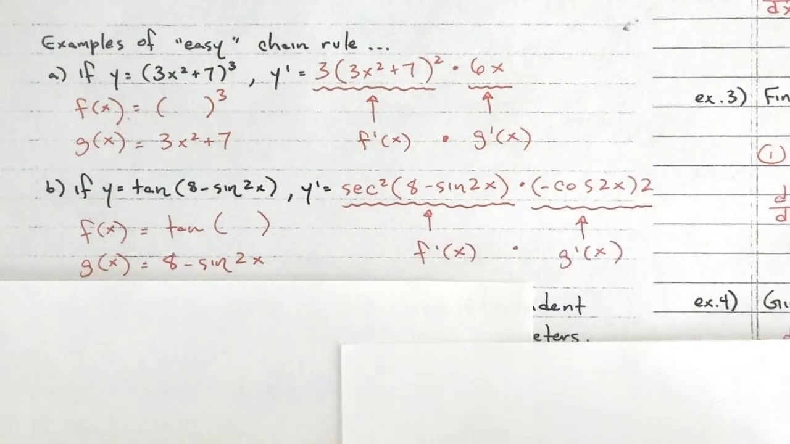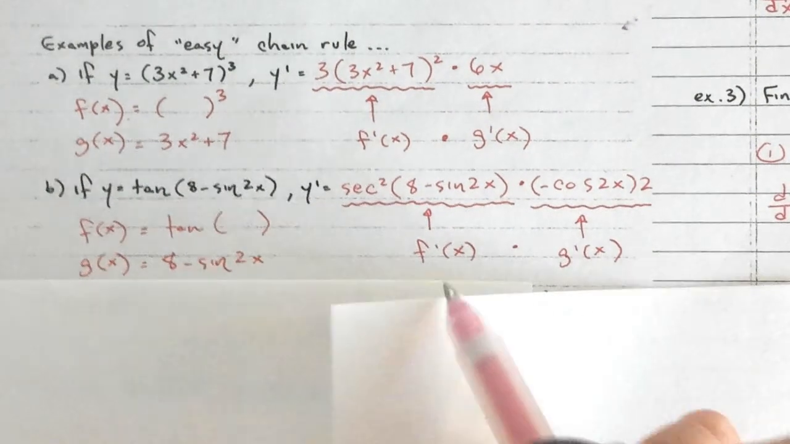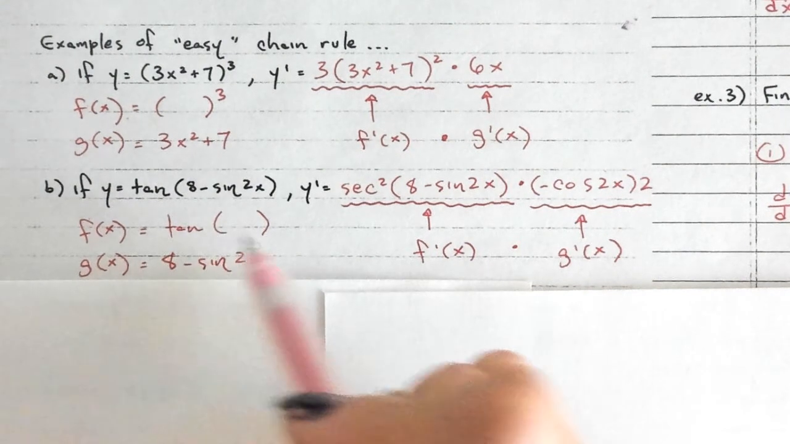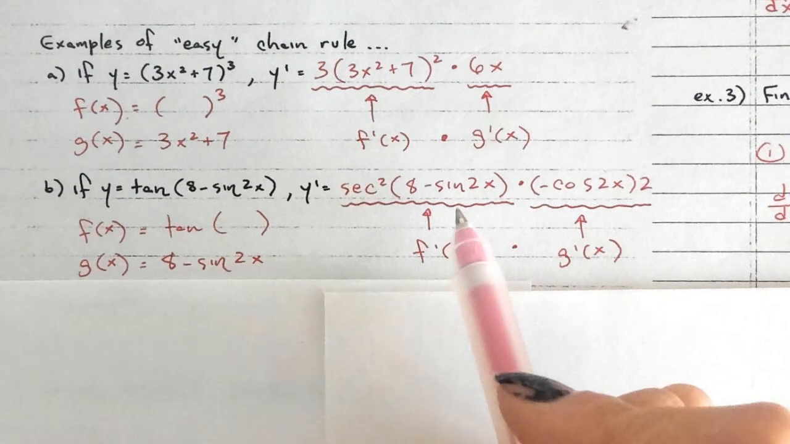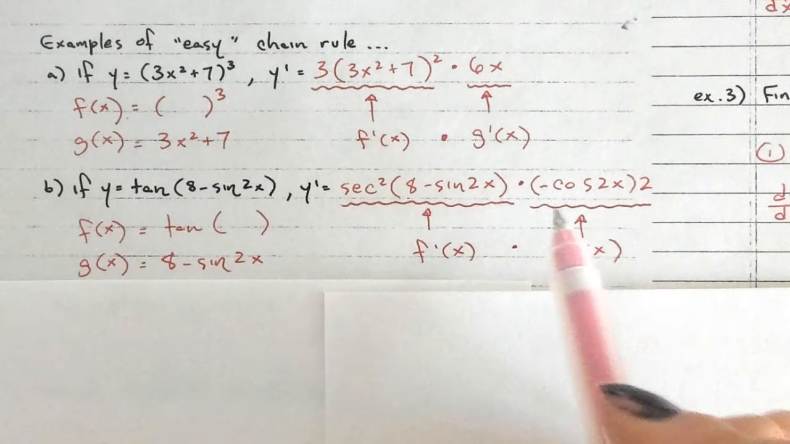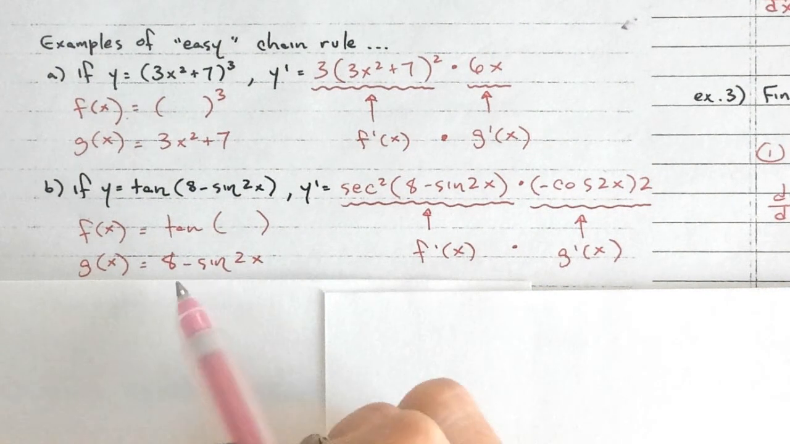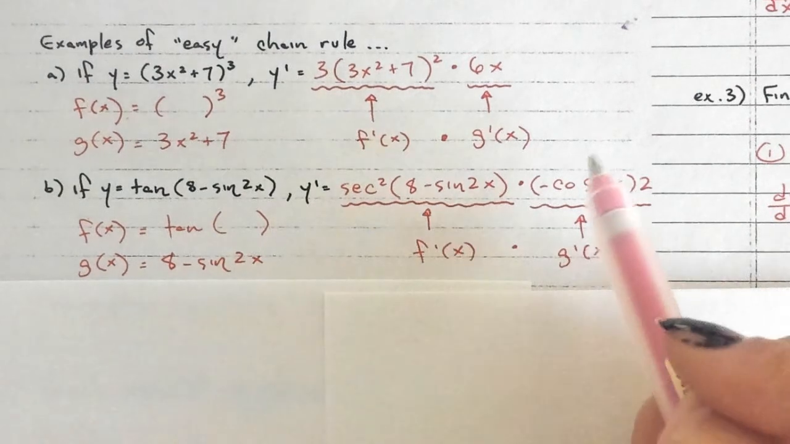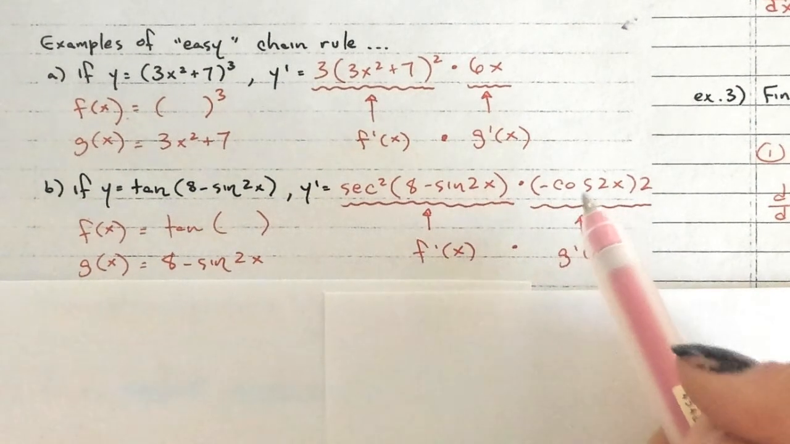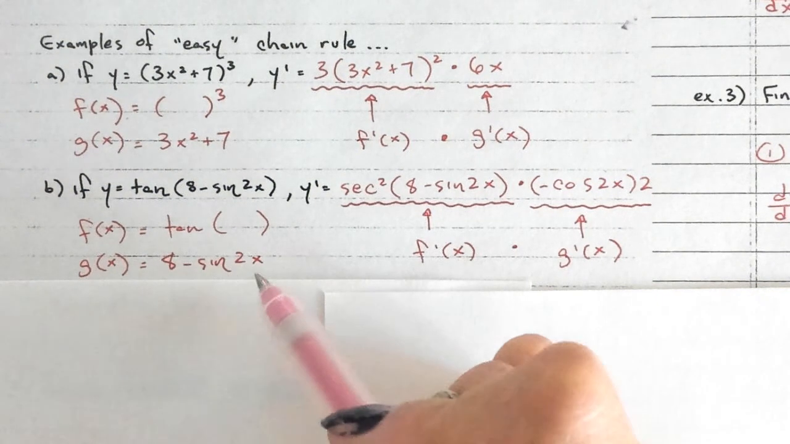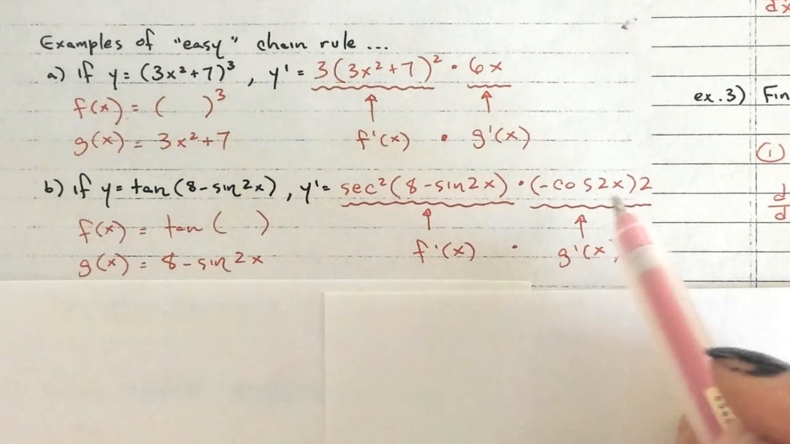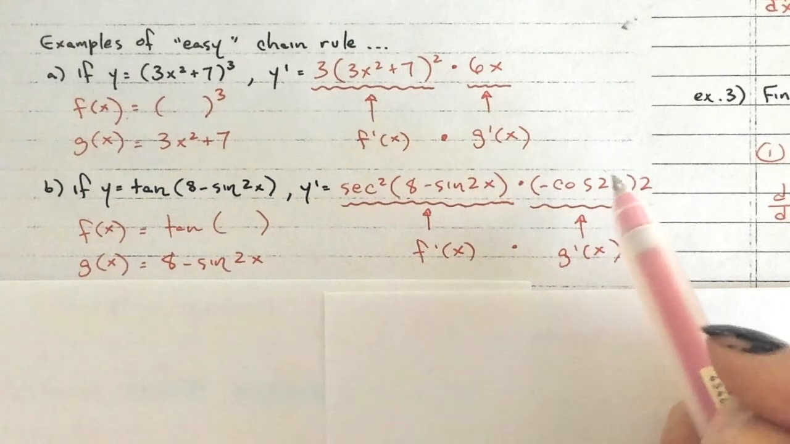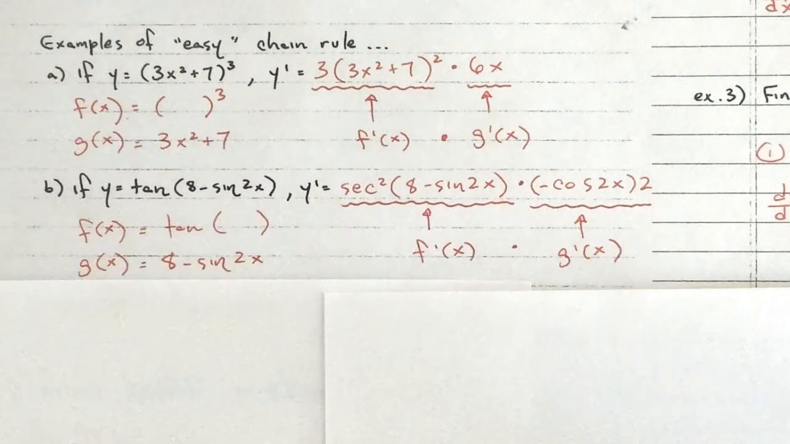So look what we actually did. We have f prime, which is secant squared, right? Just f prime. And then times g prime, which is the derivative of this. Well, what's the derivative of this? 0 minus the derivative of sine is cosine. So negative cosine, because this is a minus sign. And then cosine of a quantity times the derivative of that quantity, which is 2, right? So the derivative of 2x is 2. So there are your examples of chain rule.